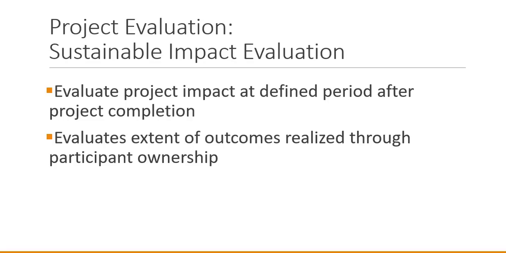And the final component of project evaluation is sustainable impact evaluation. This process takes place sometime after the end of project transition, perhaps 6 months to a year after the transition. And the purpose of this evaluation is to determine whether the outcomes that were expected after the transition have been realized and what is the extent to which the project has continued under the ownership of the community.